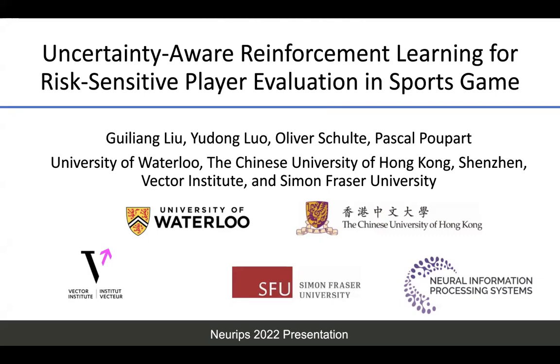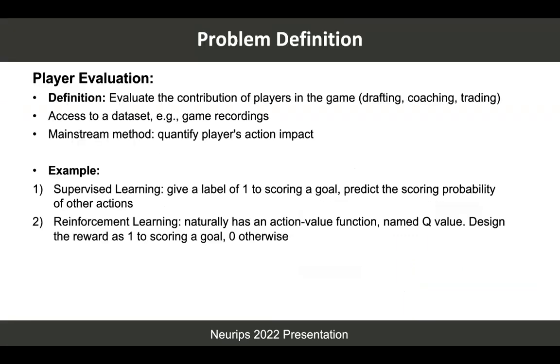Okay, so I start. This presentation is regarding player evaluation using uncertainty-aware reinforcement learning. This is joint work between the University of Waterloo, Simon Fraser University, and Wachter Institute. When we talk about player evaluation, what we want to solve is to evaluate the contribution of players in the game. It's very important, especially for team managers for drafting, coaching, and trading players.